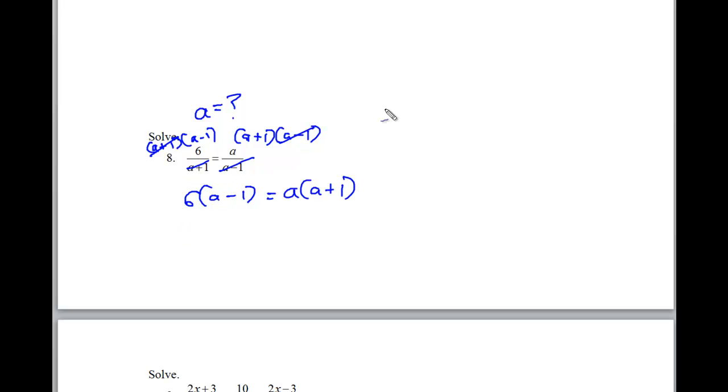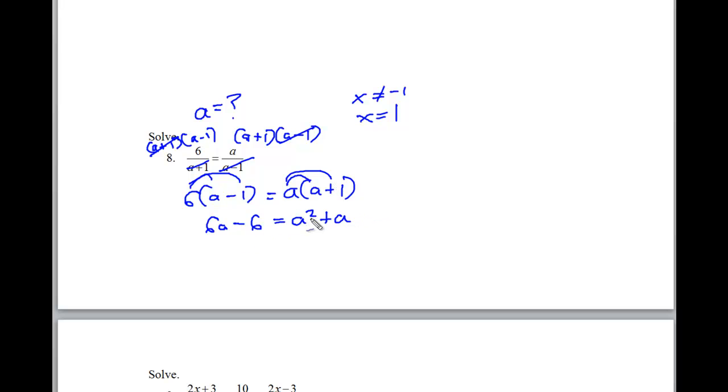Now, it goes to show you that you probably should think about your excluded values. A cannot be equal to -1, and A cannot be equal to +1, because if I plug those in for the denominators, we'll get a division by 0 error. So now we have to solve this problem and make sure when we get through it that A does not equal these two values. So let's do some distribution here. We got 6A minus 6 is equal to A squared plus A.